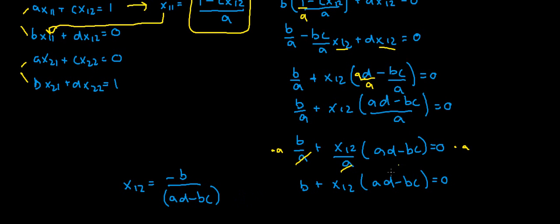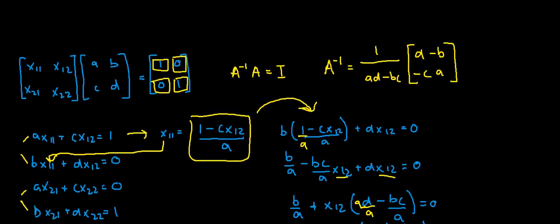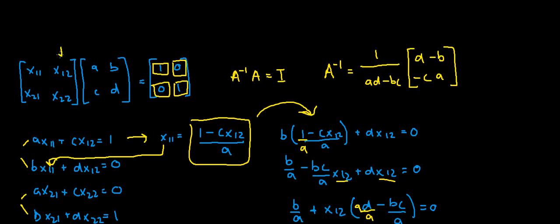Now I just solve for x12. I subtract B over to the other side and divide out by this. x12 is equal to minus B divided by AD minus BC. Going back up, x12 is minus B over AD minus BC. And I can look over to this formula, and I can see that that's right.